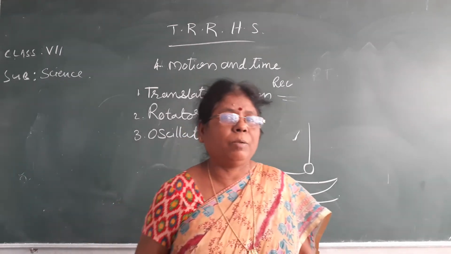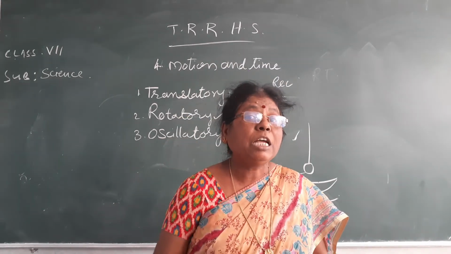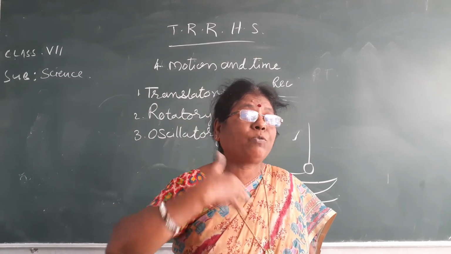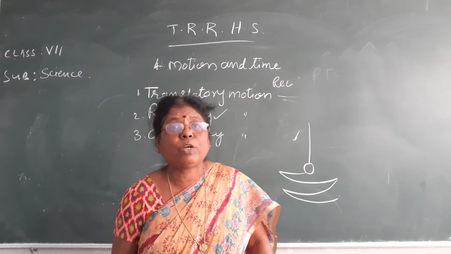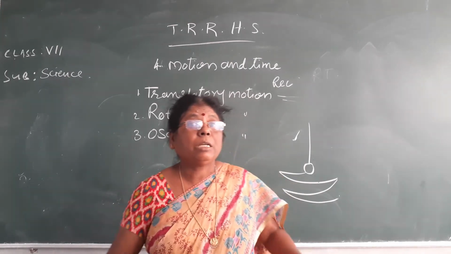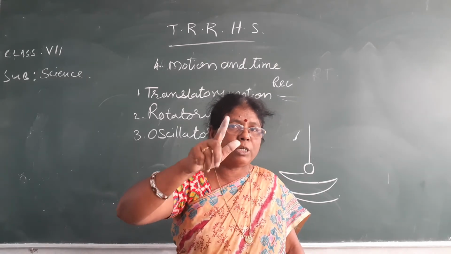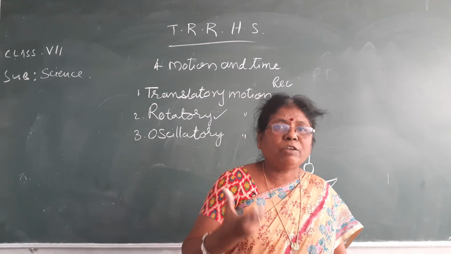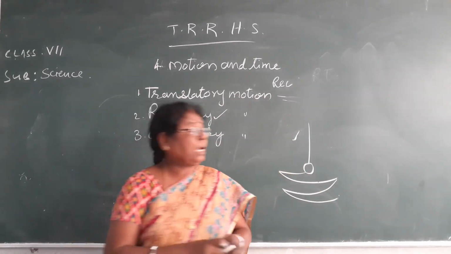Ringing of a bell. It goes front and back, isn't it? Swinging cradle, front, back. It is an example of an oscillatory motion. Strings of a veena. Oscillatory motion. Movement of your hand strikes the strings and gives you music. Isn't it?